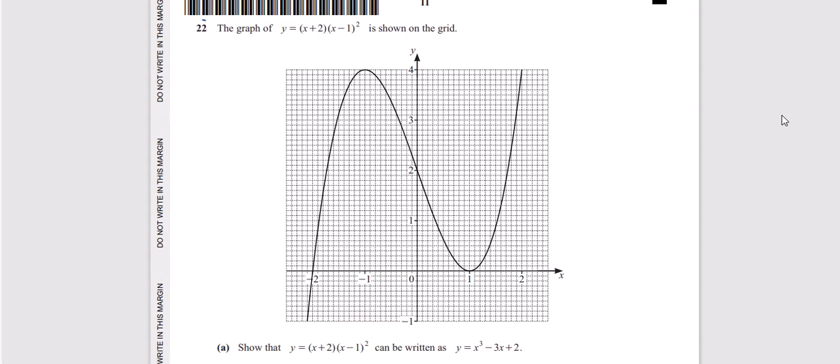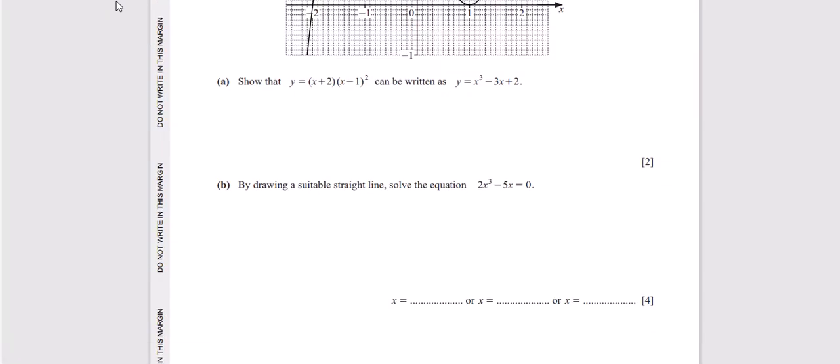Question number 22. The graph y is equal to (x + 2)(x − 1)² is shown in the grid. Question number 1. Show that y is equal to (x + 2)(x − 1)² can be written as y is equal to x³ − 3x + 2.